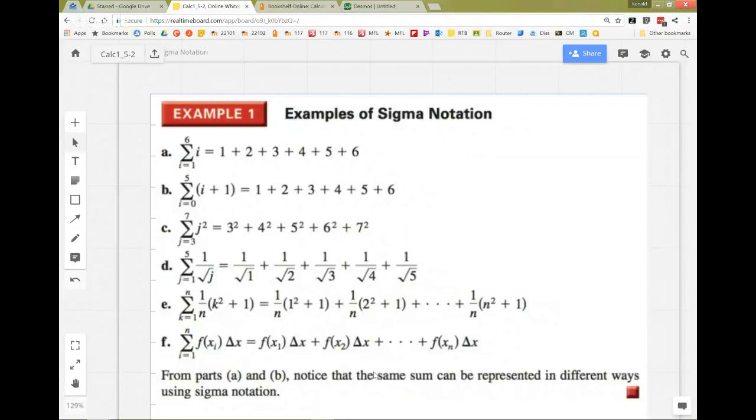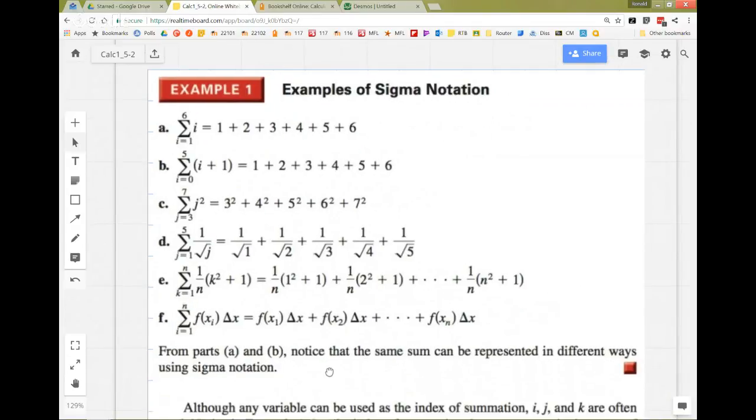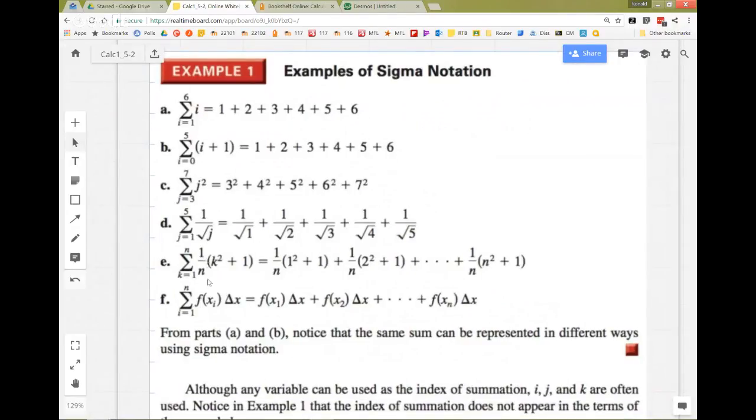A little more general, down toward E. 1 over n times k squared plus 1. And the n is what? The ending number. And we don't know what that is. But we know k starts at 1 and goes up until it gets to n.